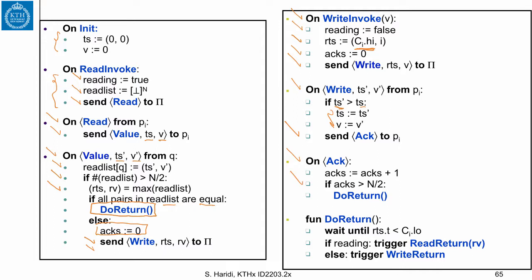Now we have to focus on the do return here. This is really what happens. The do return is used both in the write operation and in the read operation. While the timestamp is less than the lower value of the current clock, you wait. Of course, the clock will increase, and eventually the lower bound of the clock will be higher than the timestamp. In this case, you just return the read or the write operation.